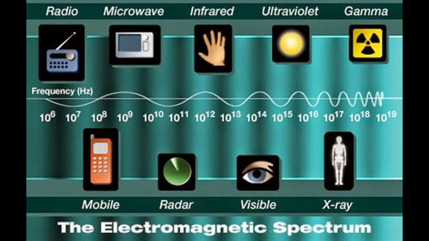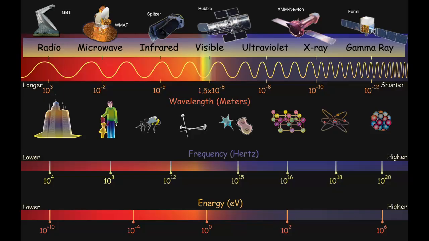Here, let us see its simplest properties. The oscillating electrical and magnetic fields produced by oscillating charged particles are perpendicular to each other and both are perpendicular to the direction of propagation. Electromagnetic waves can move in vacuum, unlike other waves.